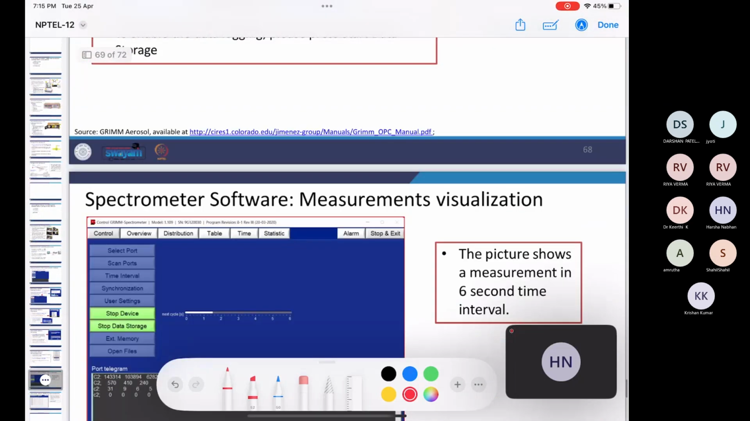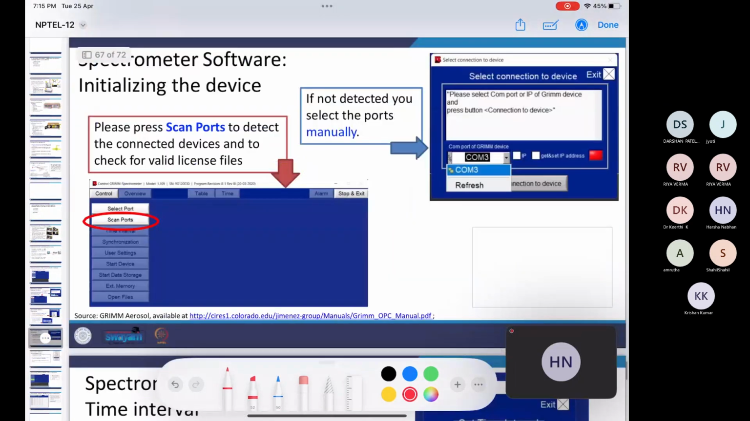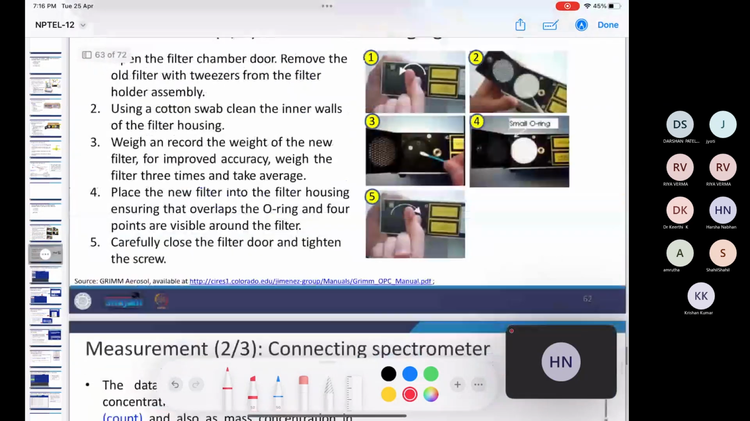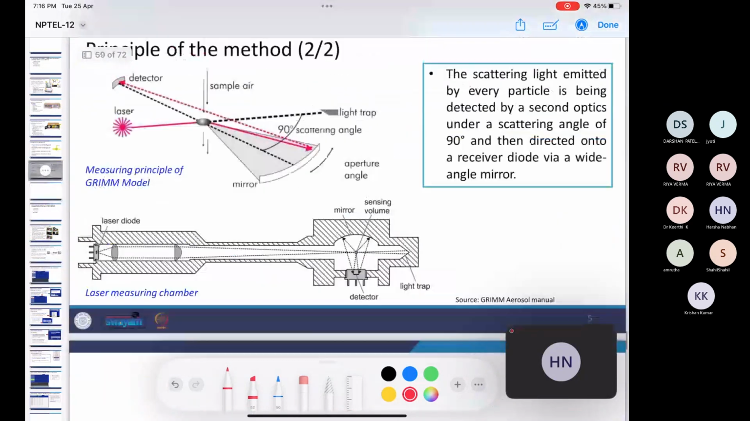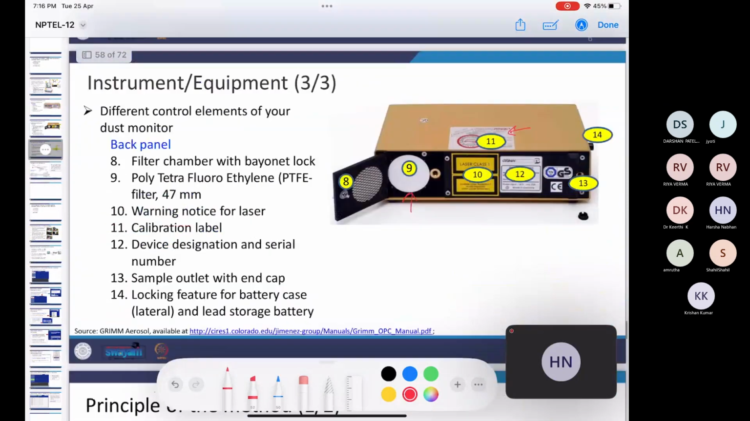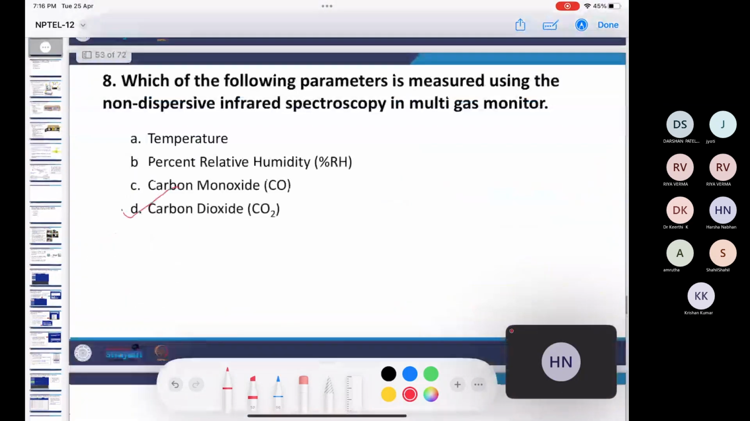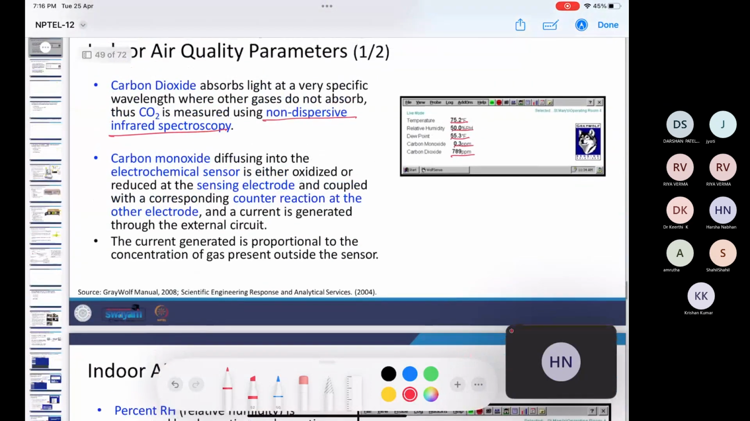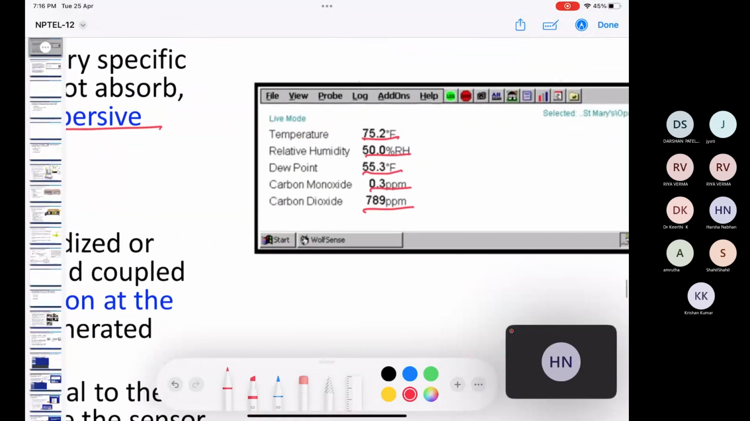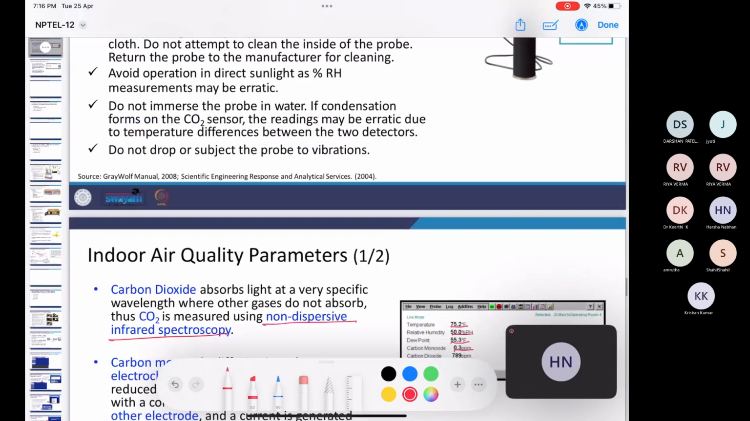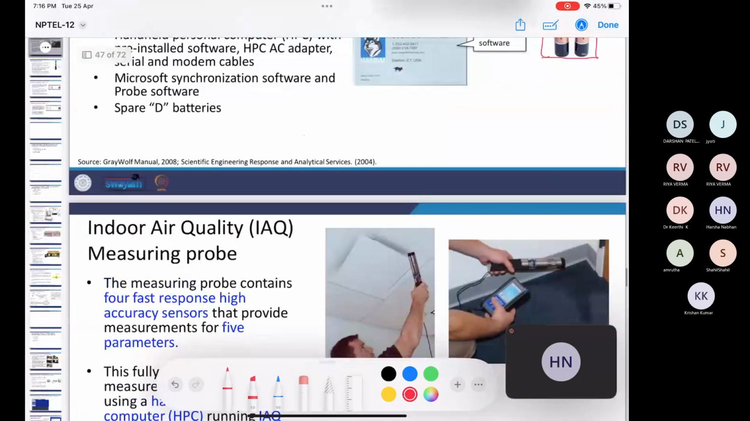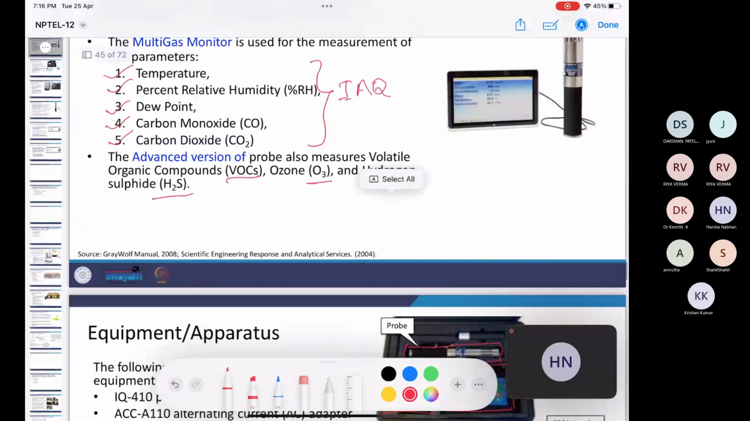See, just now I've discussed this multi-gas monitor. Basically, the basic version of this multi-gas monitor measures two gases, that is carbon monoxide and carbon dioxide. You can see this, it has two gases, carbon monoxide and carbon dioxide. But if we have an advanced probe, it can also measure gases, for example, your VOCs, your ozone, and hydrogen sulfide as well. So these are the gases that can be measured.